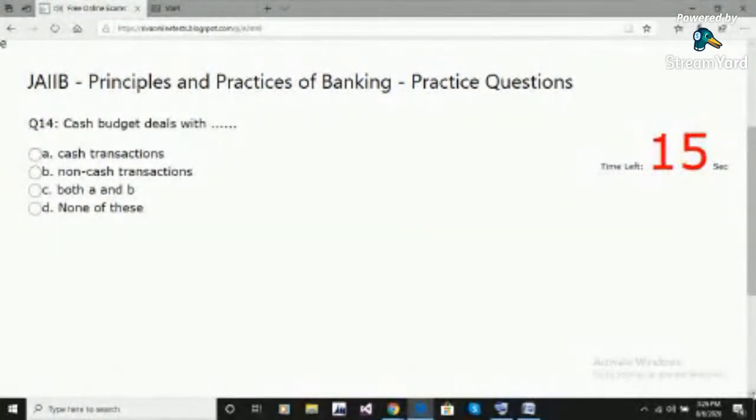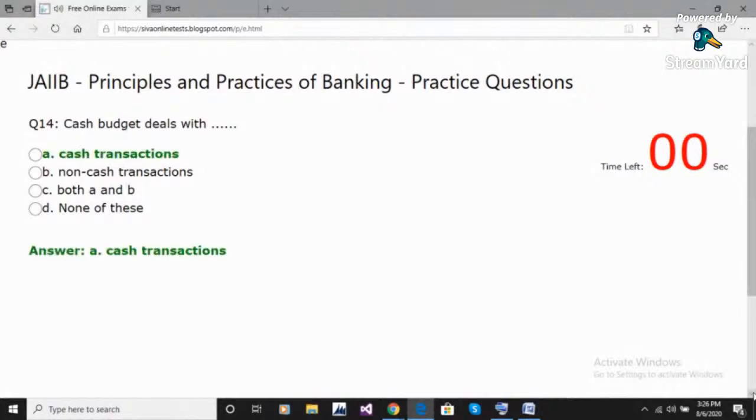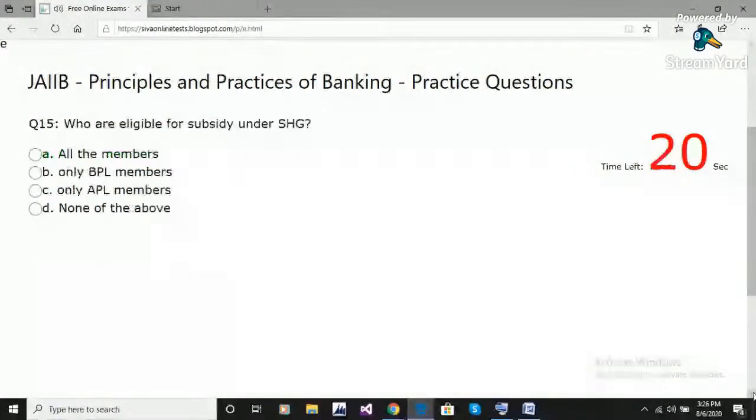Question 14. Cash budget deals with? Option A. Cash transactions. Option B. Non-cash transactions. Option C. Both A and B. Option D. None of these. Answer A. Cash transactions.